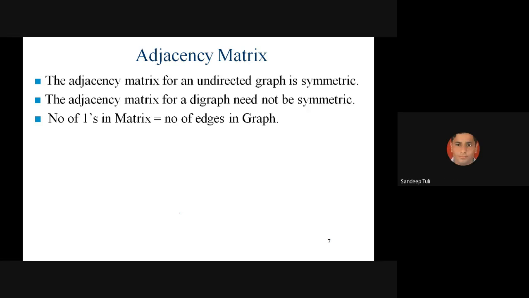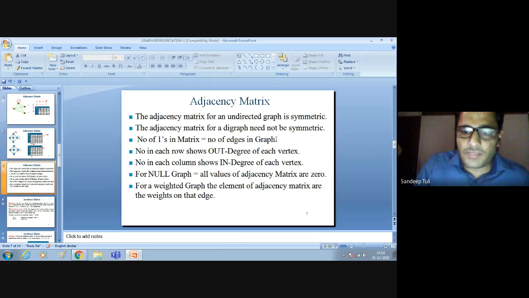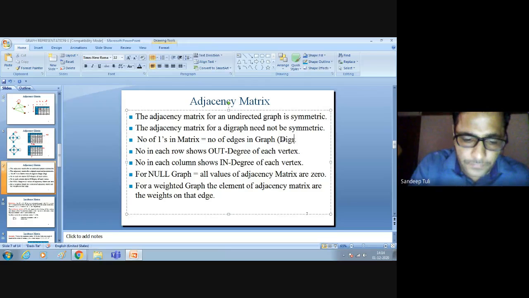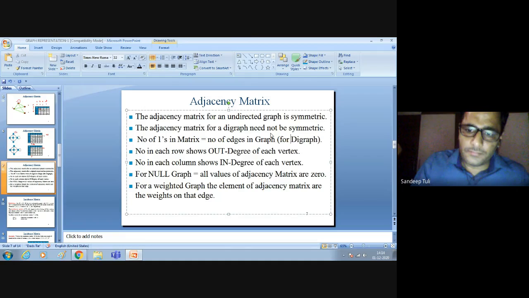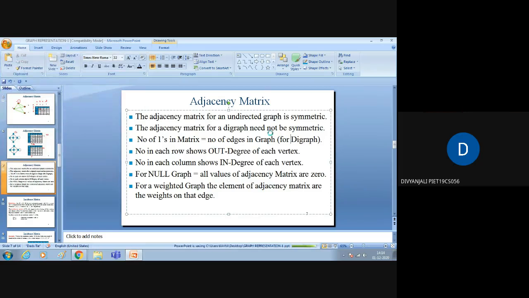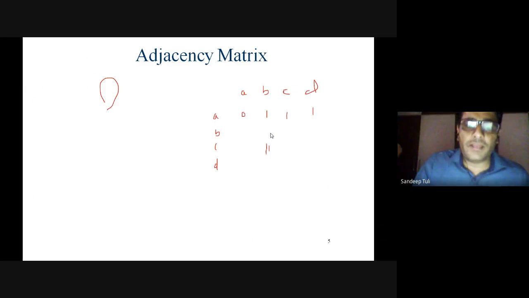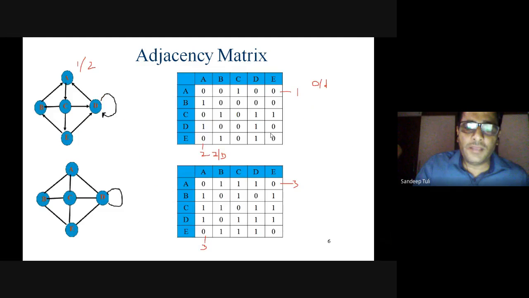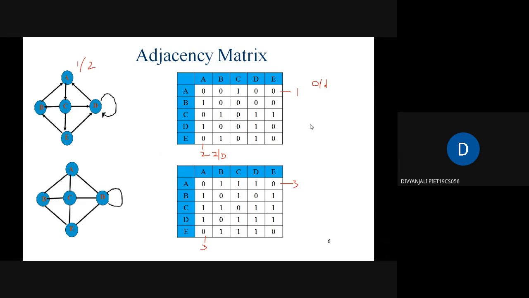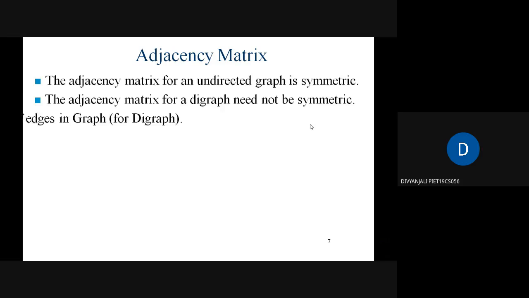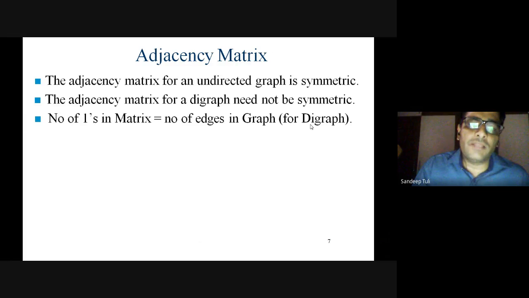No. It is not for undirected actually. Number of ones in the matrix, number of edges in the graph. It is for digraph. Sir, in undirected also it is the same. No, child, the number of ones in a matrix. You just read the number of ones in a matrix. How many ones are there in this whole matrix? Sir, we are talking about the whole matrix and not the single rows. Read the line. Number of ones in the matrix.